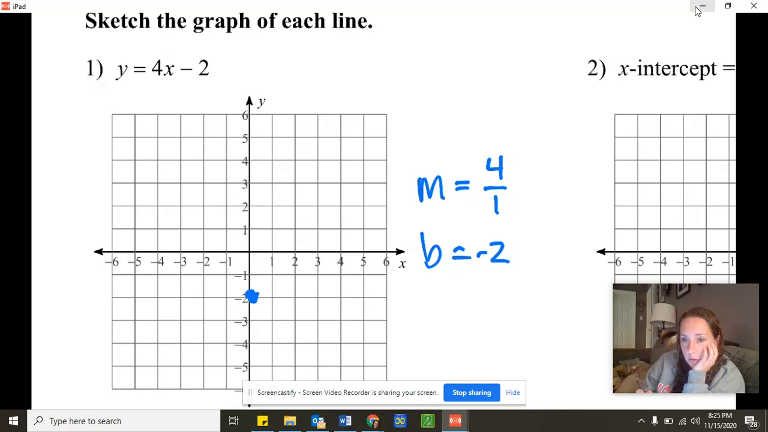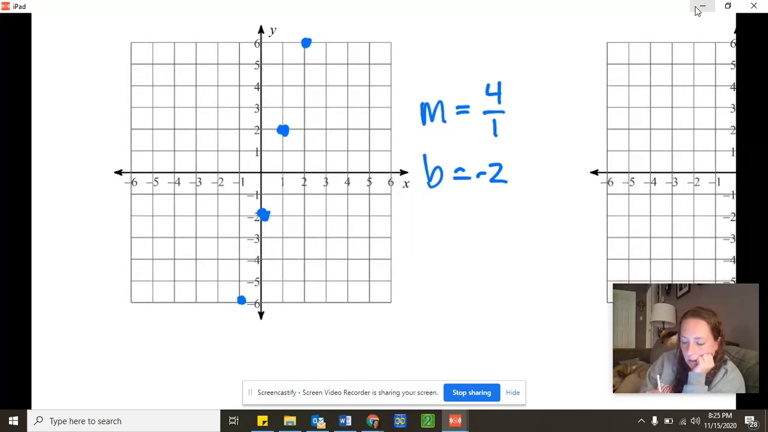So I start at -2, and then with rise over run, I'm going to go up 4 spaces and right 1, and then up 4 more and right 1. And since I can't go up and right anymore, I'm going to go down and left. Remember that positive slopes go up from left to right, and negative slopes go down. And lines should always get arrows. So there we go, graphing slope-intercept.